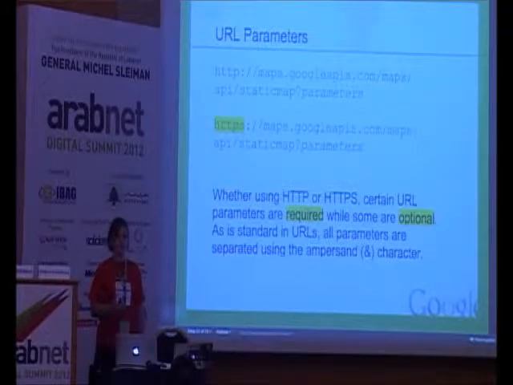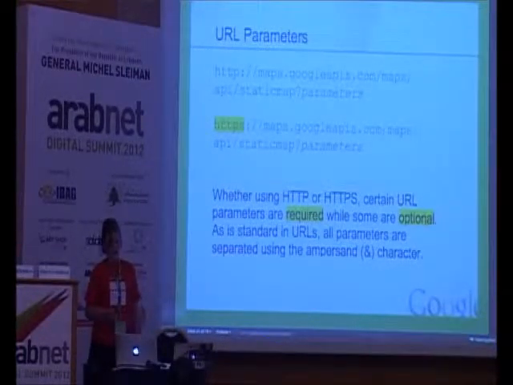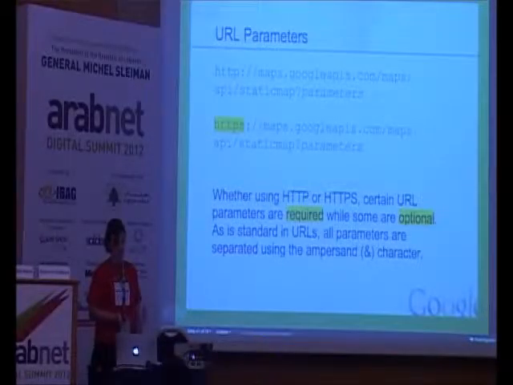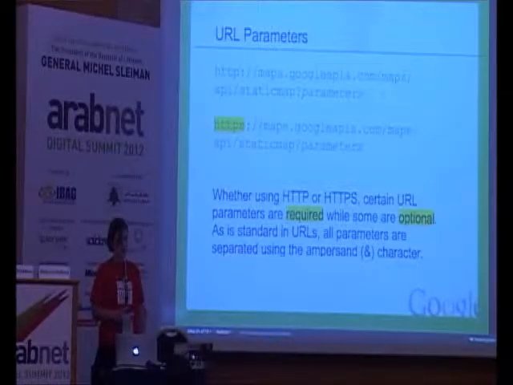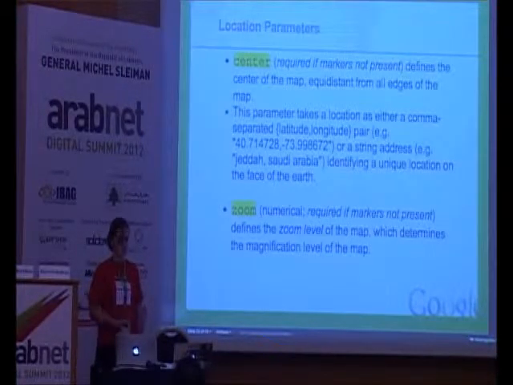Just before we go into details about each of the parameters which can be there, I should mention that if you want to use HTTPS, then you just specify that in the URL immediately, and then it uses the secure protocol. The one thing to keep in mind is that, as in all standard URLs, all parameters should be separated with the ampersand, and also we use the standard URL encoding. So what are the parameters there?